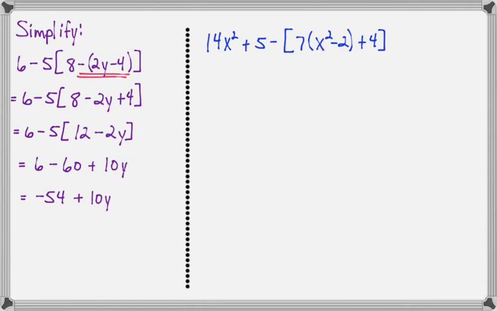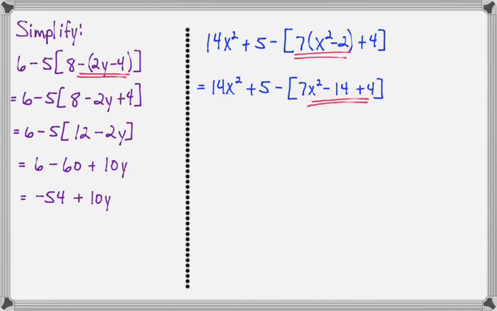Okay, after E comes M and D. So, is there any multiplying? Yes, I can distribute the 7. That's a multiplying step. So I'm going to keep everything the same, except I'm going to distribute the 7. 7 times x squared is 7x squared, and 7 times minus 2 is minus 14. Okay, inside the bracket, is there anything I can simplify? Any terms we can combine? Yes, negative 14 plus 4 is going to be negative 10.